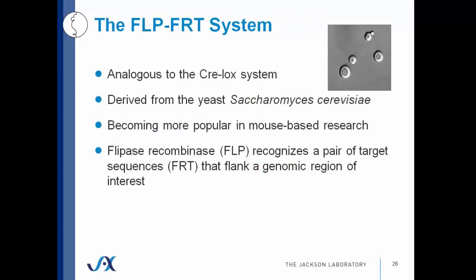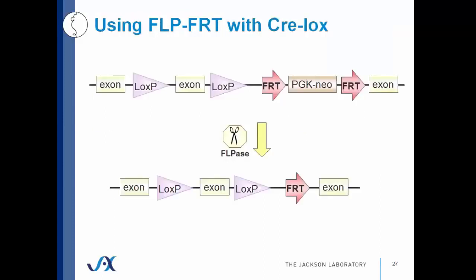So I would like to talk about an analogous system to Cre-lox. It's known as FLP and FRT. This was derived from a yeast. It is becoming a little bit more popular in mouse-based research. Essentially, there's a FLP recombinase that recognizes a pair of target sequences, or FRT, that flank your genomic region of interest. It doesn't work quite as efficiently as Cre-lox, and in fact, it's often used in combination with Cre-lox because Cre does not recognize FRT sites and FLP does not recognize the loxP site, so they can be used together. The most frequently used is in the generation of the original loxP flanked allele.